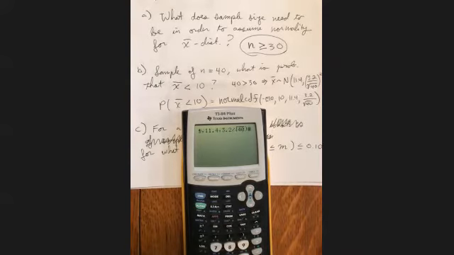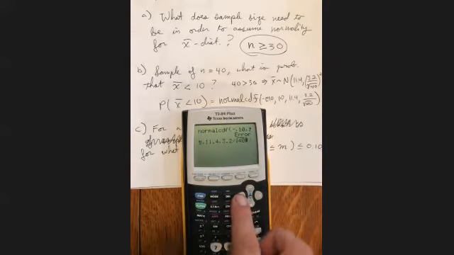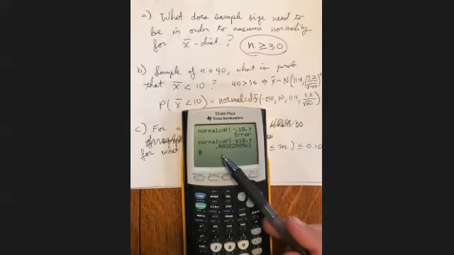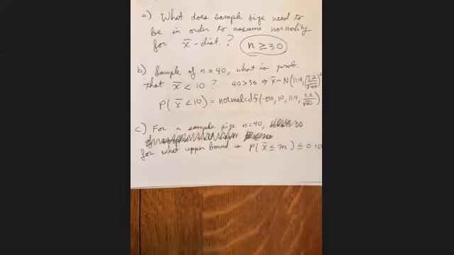Close parentheses. Enter. Something went wrong. Let's see. I see the problem. I put a comma here instead of an E. There we go. All right, so we get an answer of 0.0028. So let's just call it 0.003.